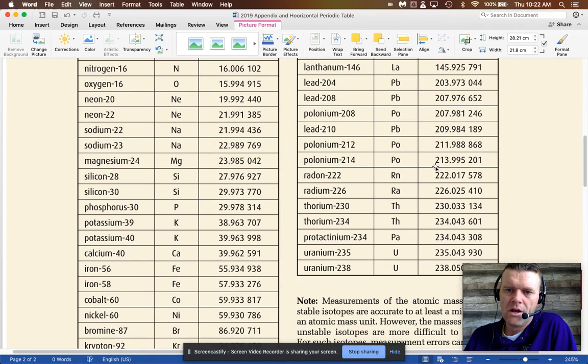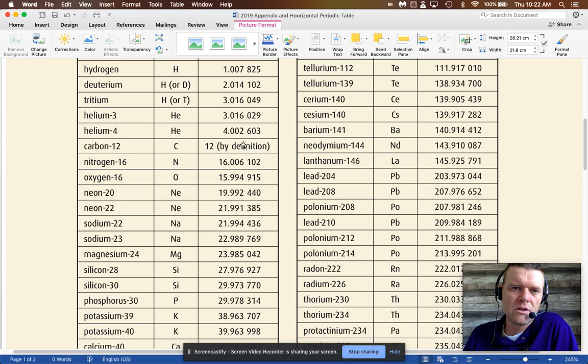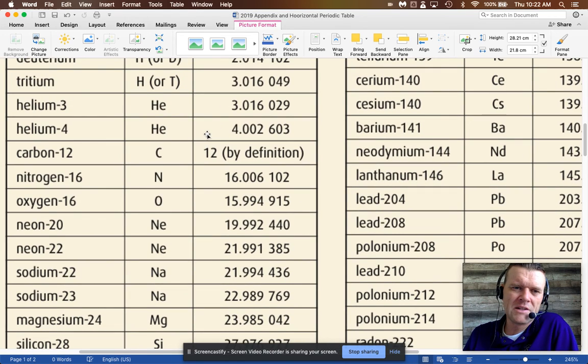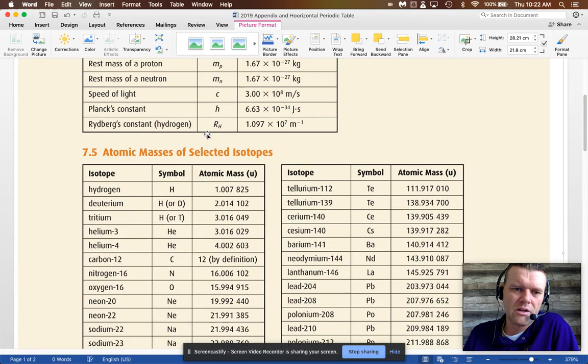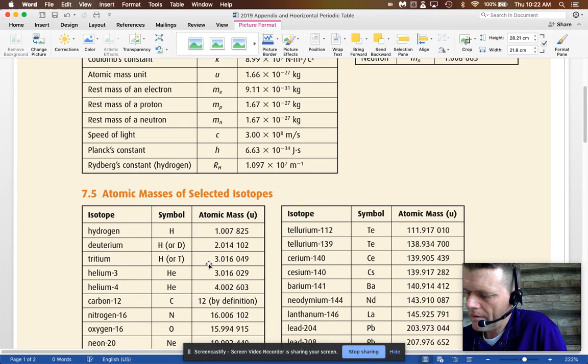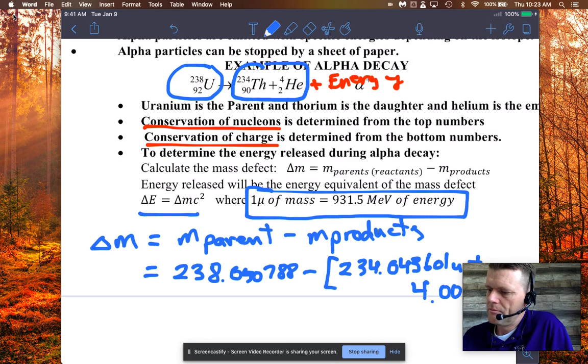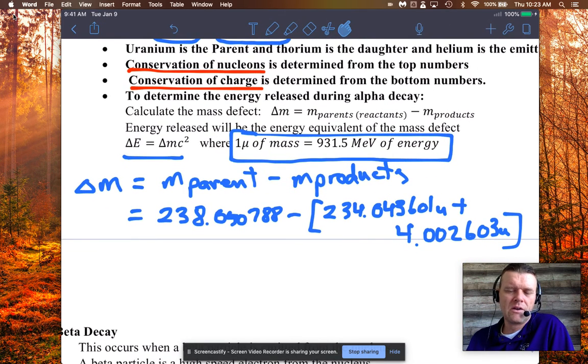Thorium-234 was one of my products. That guy was 234.043601 atomic mass units. And I also made an alpha particle. Here I'm going to use the mass of the helium-4 nucleus. I know I mentioned earlier that this would also include the electrons, but we're going to assume that's negligible for this point. Again, you should use whatever numbers you are given. Let me move that up here a bit so you can see it. So there's the parent, and this is all in atomic mass units.